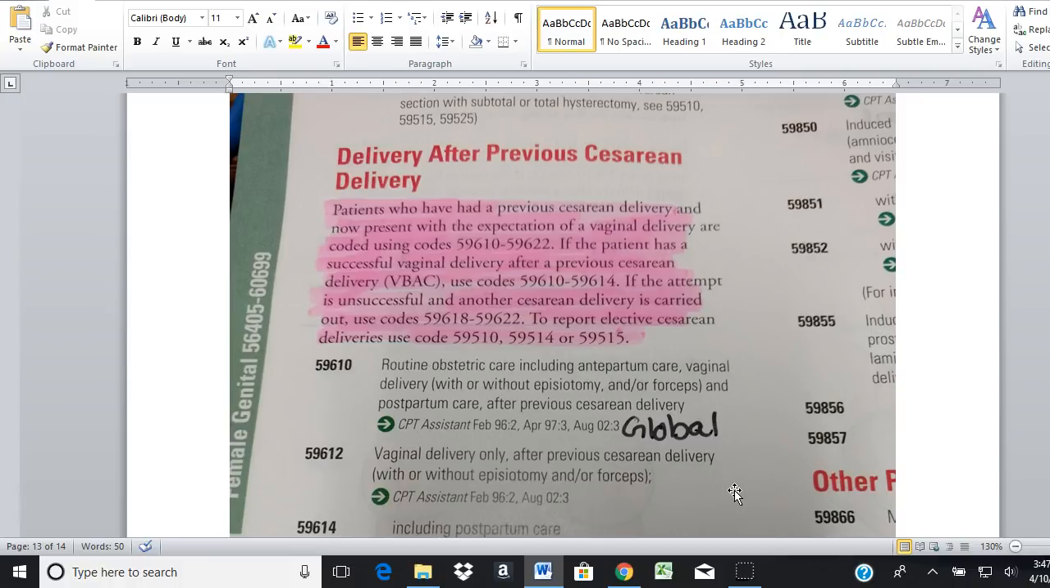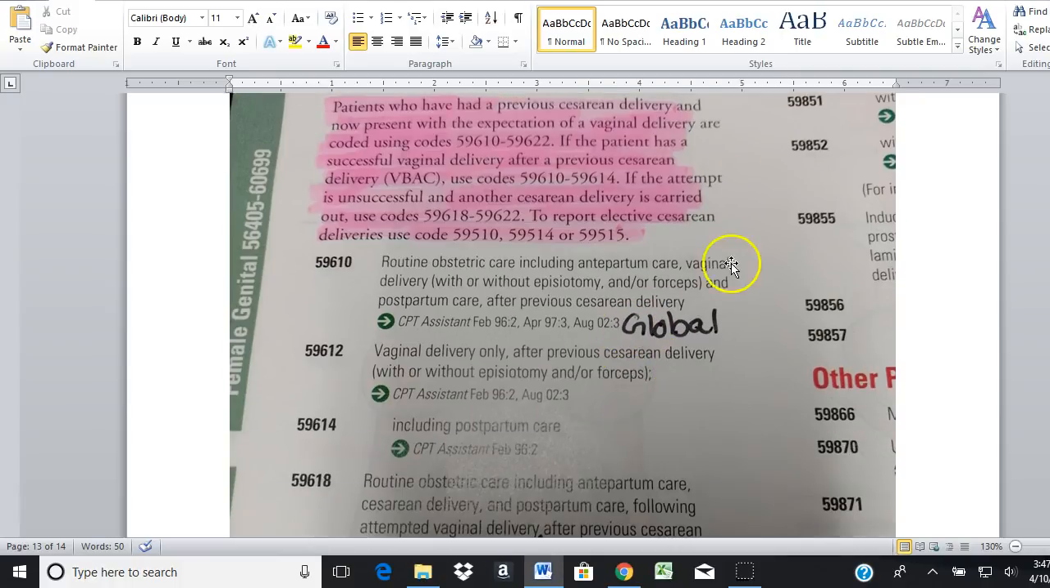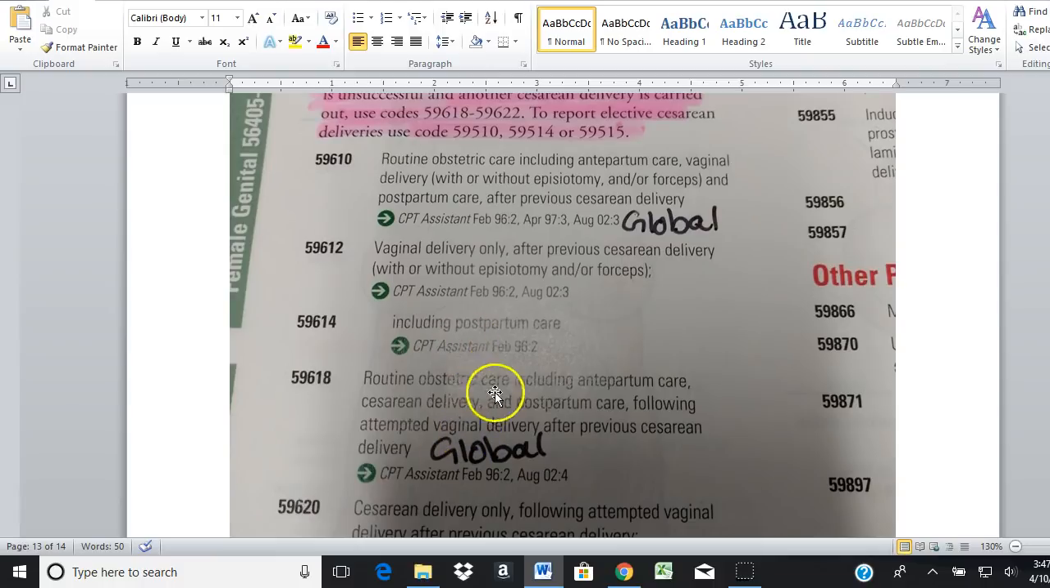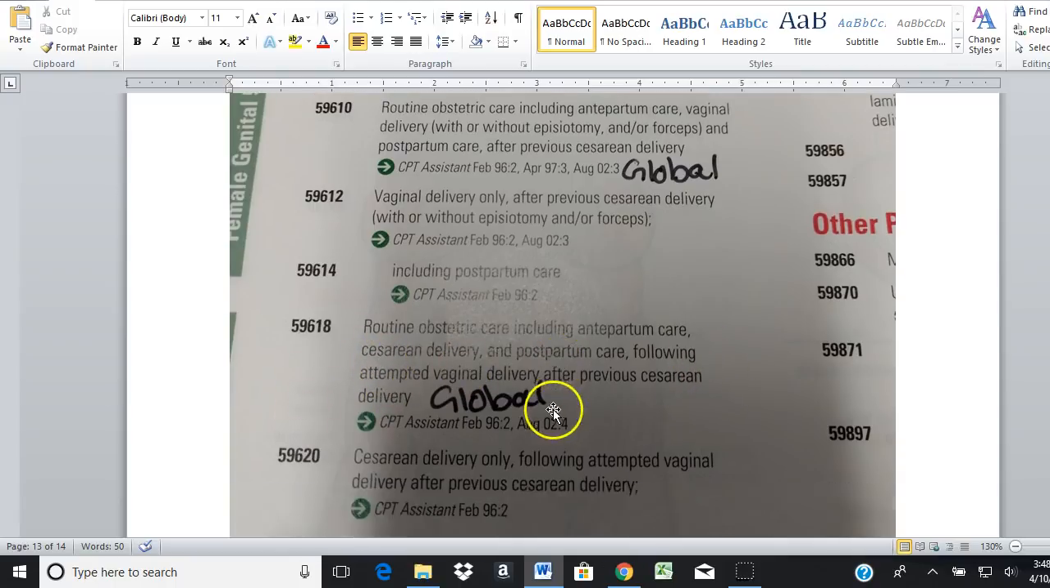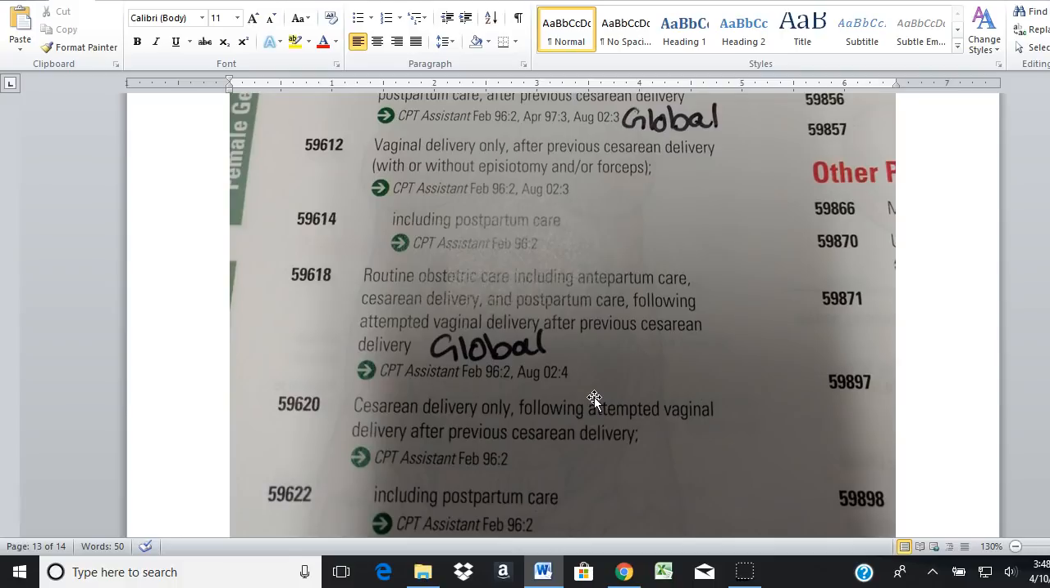That's the next set. If the attempt is unsuccessful and another cesarean delivery is carried out, use codes 59618 to 59622. To report elective cesarean deliveries, use codes 59510, 514, or 515. And that is something that women do. Some women will choose to get a cesarean done, perhaps because they've already had a cesarean done. 59610 is the global for vaginal delivery after previous cesarean delivery. And 59618 is attempted vaginal delivery after previous cesarean and them having another cesarean delivery. And again, we also have codes for just the delivery and the delivery with postpartum care. So we want to keep that in mind.